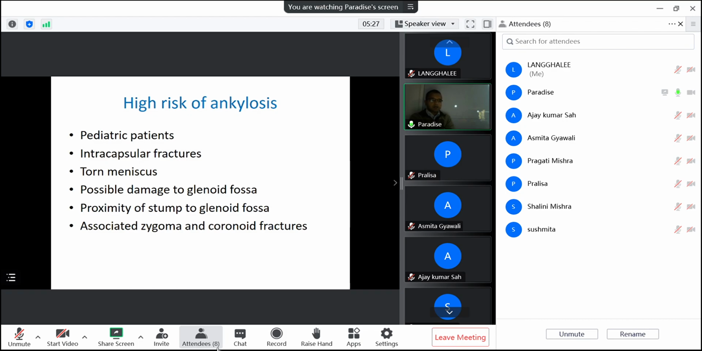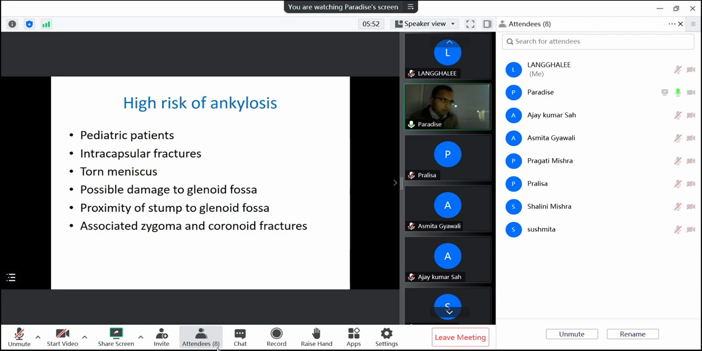Then possible damage to glenoid fossa. Glenoid fossa is a part of the temporal bone. Proximity of the stump to the glenoid fossa: the ramal stump has to be in contact with the temporal bone in the glenoid fossa. And then associated zygoma and coronoid fracture. Associated zygoma and coronoid fracture is a different thing. It is not a TMJ ankylosis, though the mouth opening will be nil. The above 5 criteria have to be met for TMJ ankylosis.